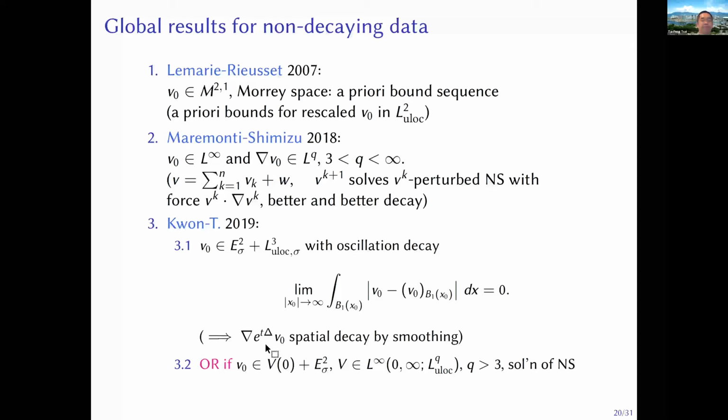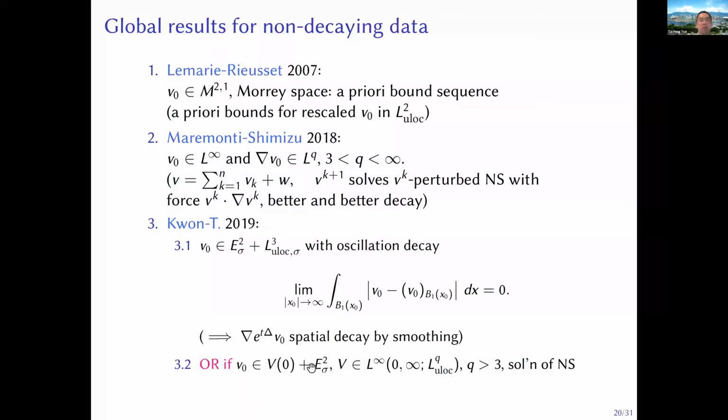So this is the first condition. And the second thing is that if V0 is a perturbation of a global solution, so V is a global solution in L infinity, LQ uniform local, Q bigger than 3, so V has to be a solution of Navier-Stokes and not of Stokes. It's a solution of Navier-Stokes. And then we'll do a perturbation in E2.